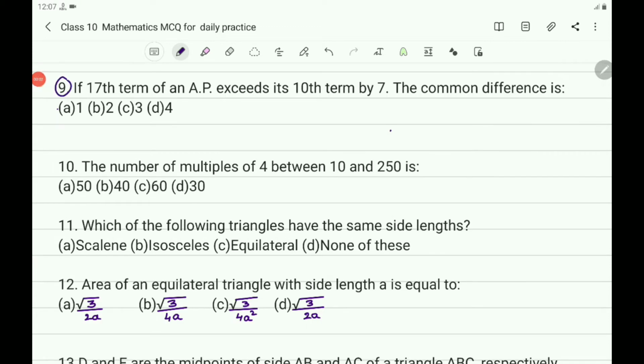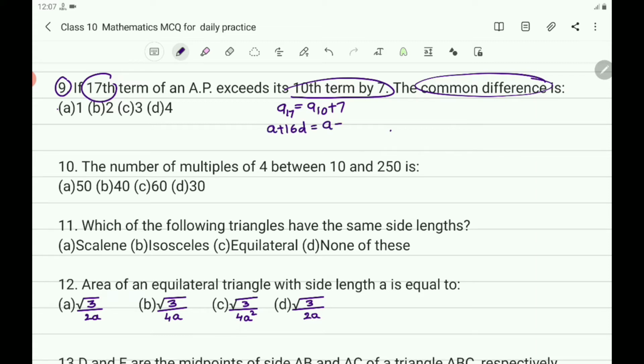Now you take the 9th question. If the 17th term of an AP exceeds its 10th term by 7, the common difference is... Here what is given: A17 exceeds the 10th term by 7, that is A10 plus 7. What you have to find out? We have to find the common difference. So A17, you know, that is A plus 16D. A10 is A plus 9D plus 7. You can cancel A and A. 16D minus 9D you will get 7D. 7D equals 7. So D equals 7 by 7, that is 1. So what is the answer here? The answer is option A, 1.